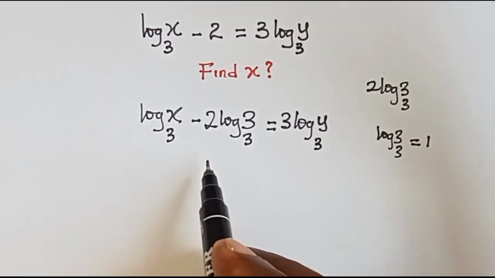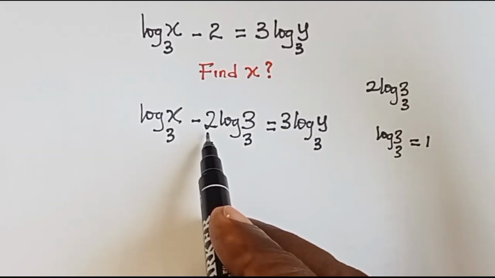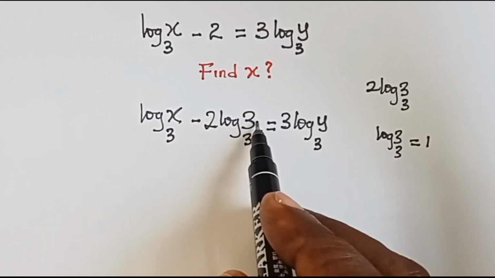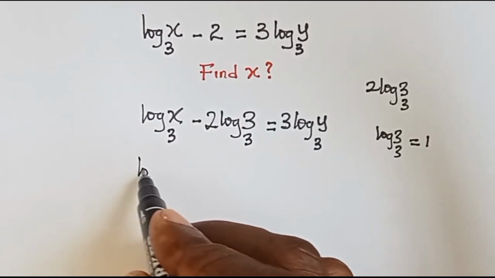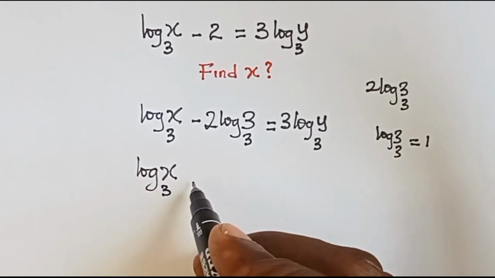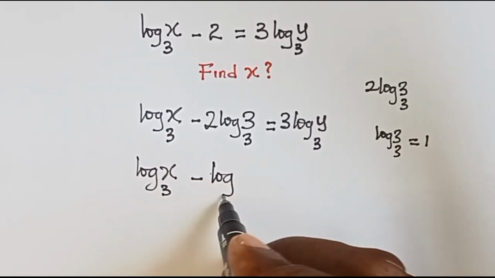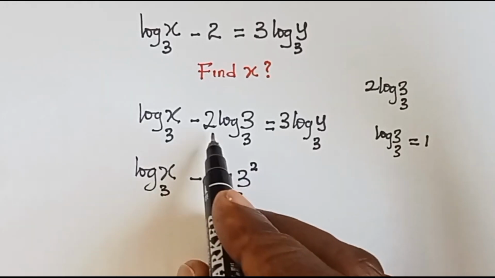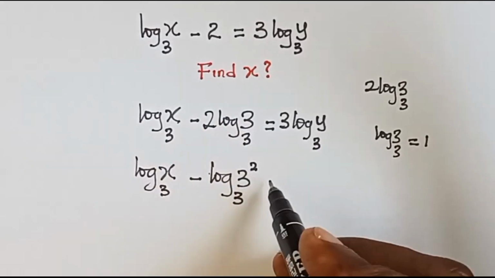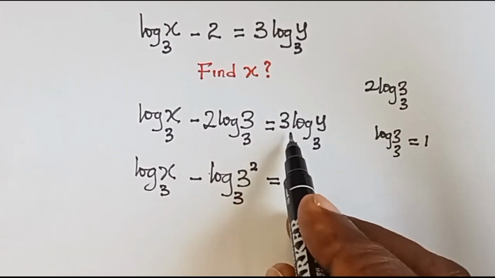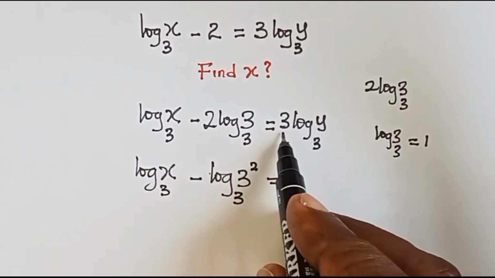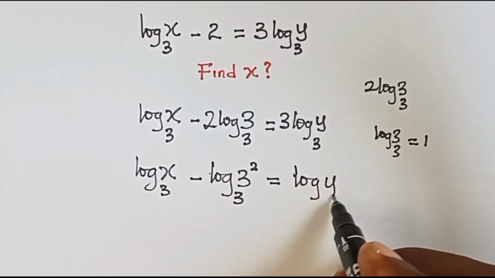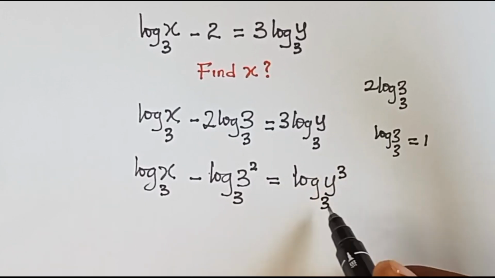All right, from here, we can take this 2 to this side. Then the 2 becomes the power of this 3. So we have log x base 3 becomes log 3 raised to power 2 base 3. So this 2 has been moved from here to here. And the same thing we are going to do here. We're going to move this 3, this coefficient of log, to become the power of what? Of y. So we have log y raised to power 3, then base 3.